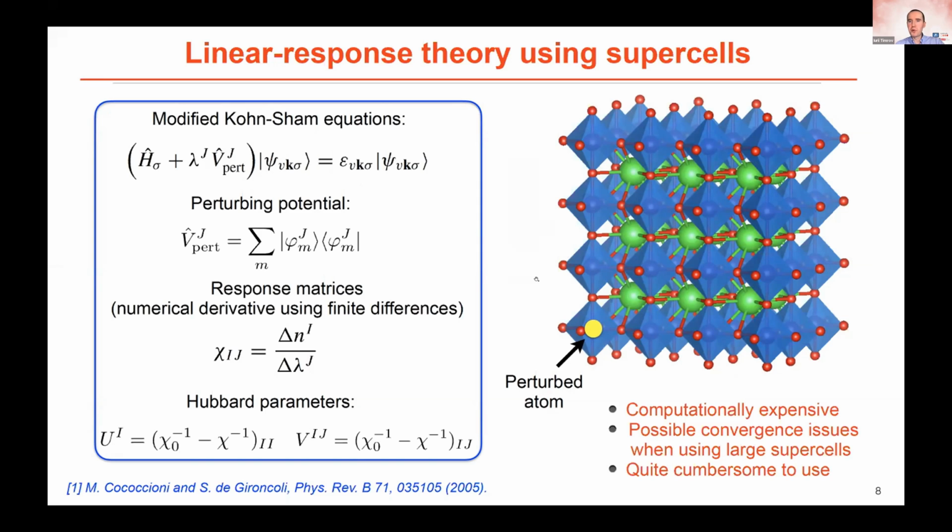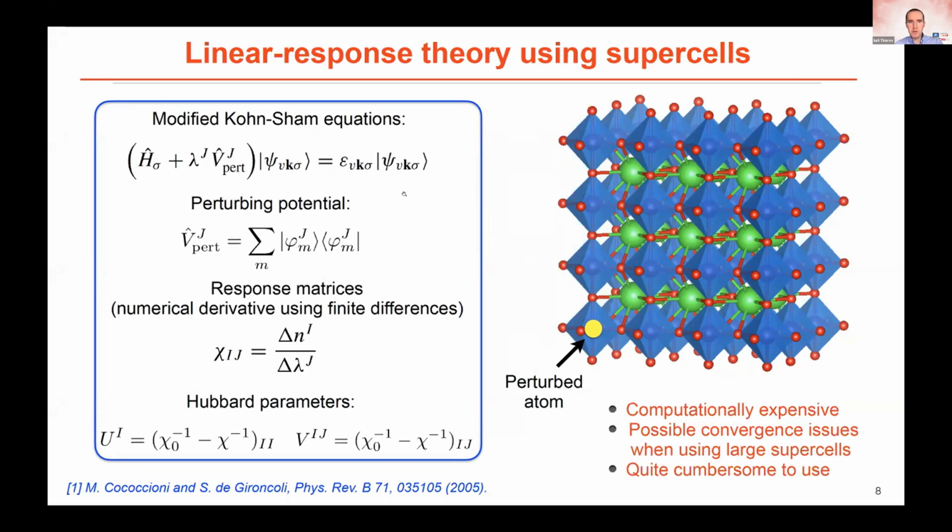In practice, we need to use supercells, as shown on the right, and we need to perturb transition metal atoms one at a time. So I highlighted in yellow color the perturbed atom. Why do we need to use supercells? Because we are using periodic boundary conditions. So if we use a primitive cell and we perturb one atom, we have periodic replicas. So the perturbed atom will interact with its periodic image, and this will lead to unphysical interactions and unphysical effects. So that's why we need to construct a large enough supercell in order to reduce as much as possible the interaction of the perturbed atom with its periodic image.